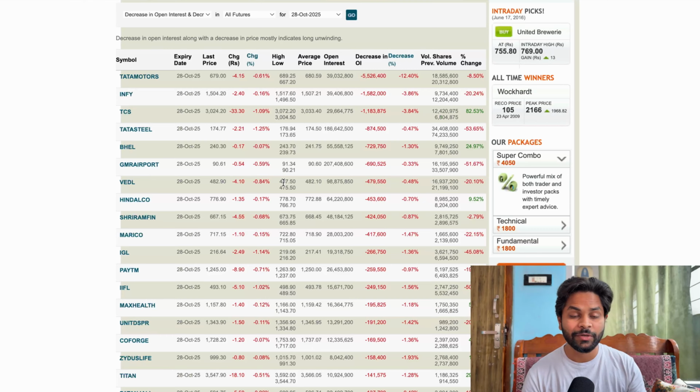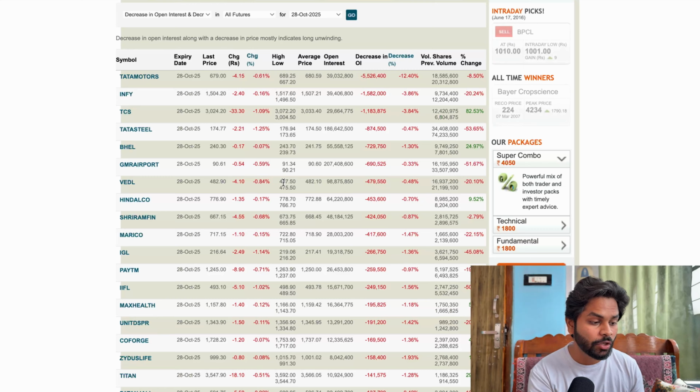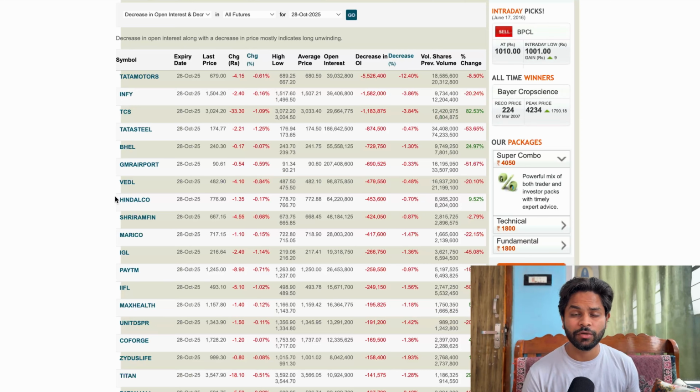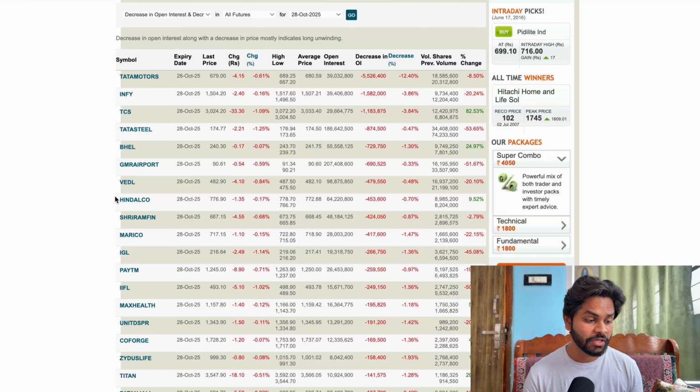So in those stocks, why will I take long positions? For example, Tata Motors. Why will I take call options, or why will I buy futures in Tata Motors? I will look for shorting opportunities in Tata Motors, because people are unwinding their longs. They are squaring off their long positions. So there's no point in me being long in this stock.